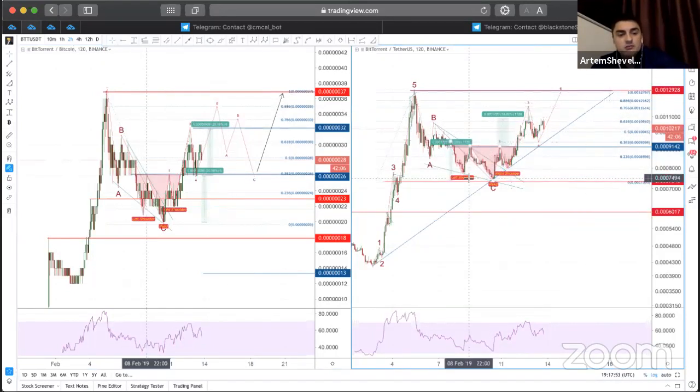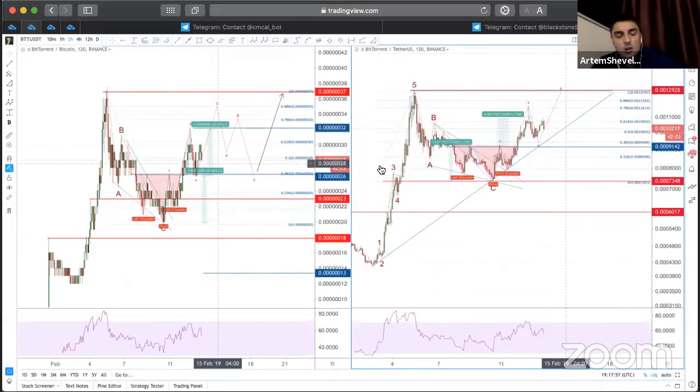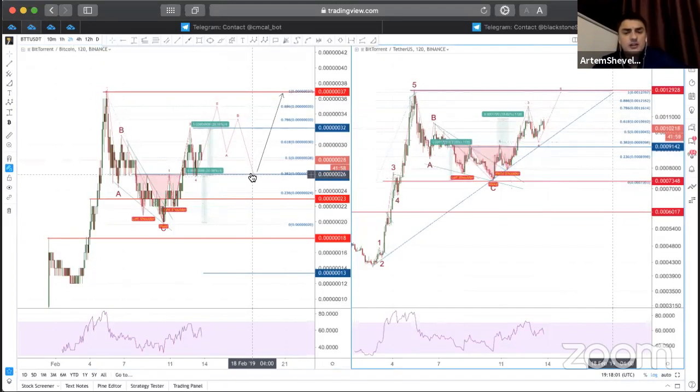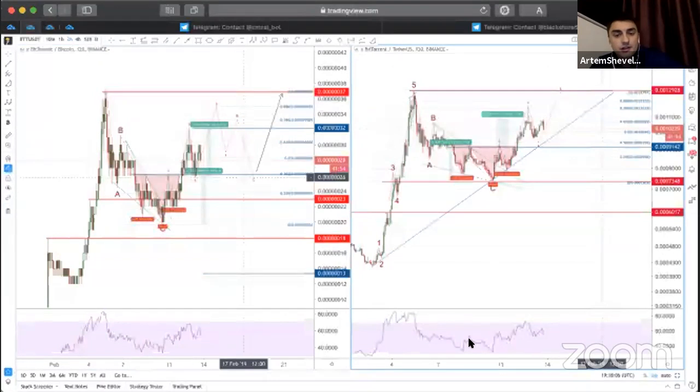Right now, I just recommend to focus on the next move and wait in the diamond area to see what's happening and to buy at better prices. All right.